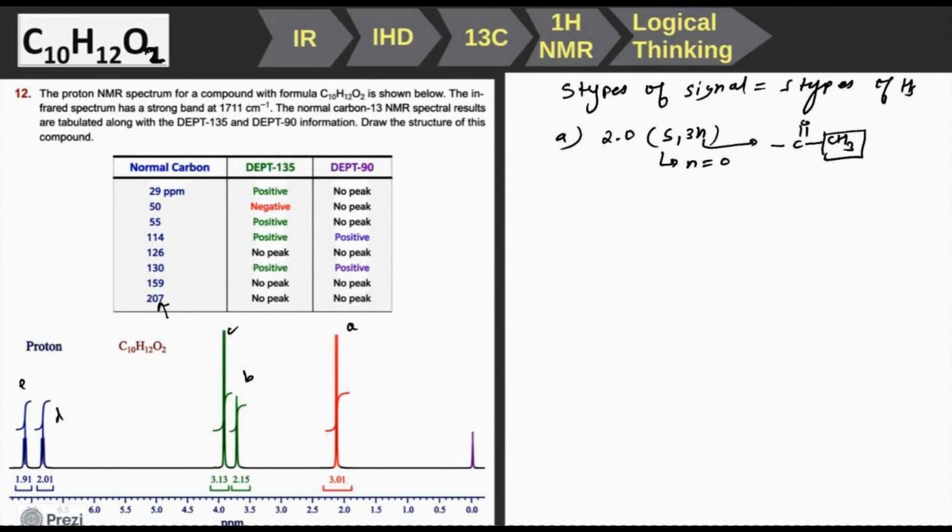Now look at signal B, which is around 3.6 ppm, and it is also a singlet. This corresponds to 2 hydrogens. The neighboring hydrogens are 0, and this CH2 indicates the presence of a methylene carbon. This also indicates that it could be attached to the oxygen, right? Because it is coming around 3.6 ppm.